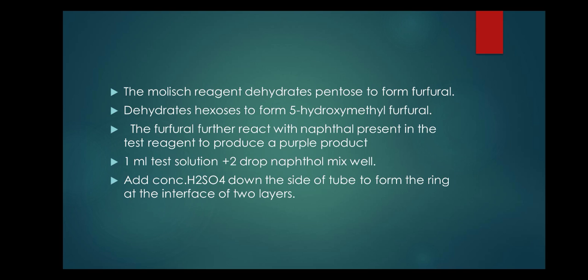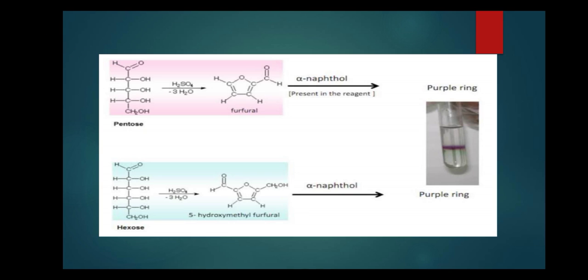The furfural further reacts with naphthol present in the test reagent to produce a purple product. 1 ml test solution plus 2 drops naphthol, mix well. Add concentrated H2SO4 down the side of the tube to form a ring at the interface of 2 layers. As we add H2SO4 down the side of the tube, a ring is formed at the junction of 2 layers.